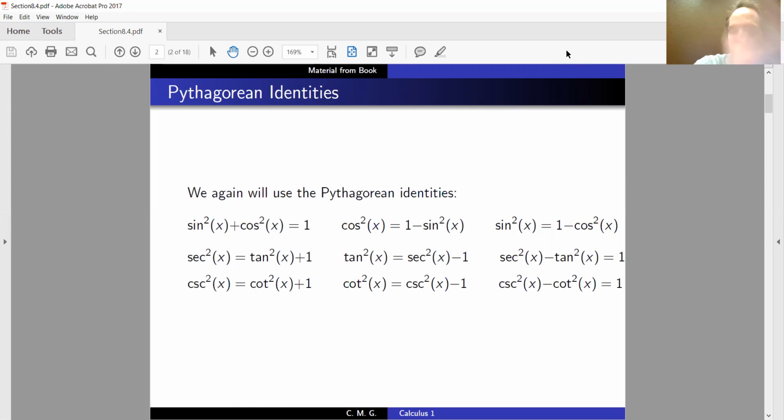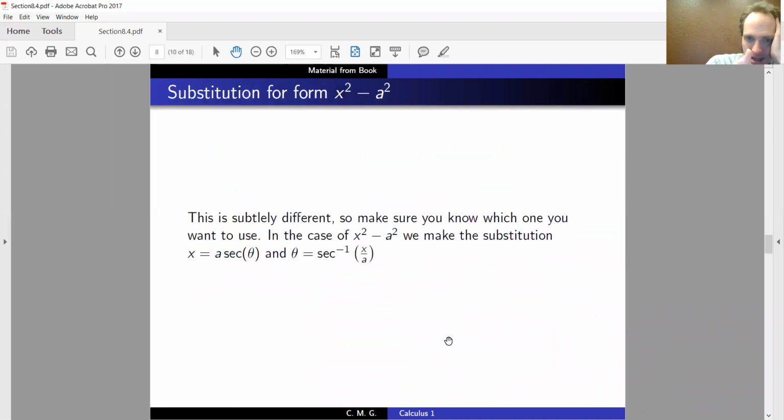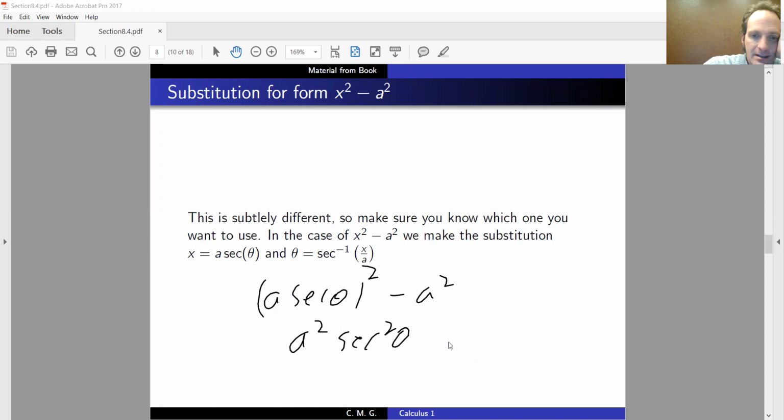So if it's a minus x squared, I'm going to do a sine to make it turn into cosine. If it's an x squared minus a, I need to do a secant. So I end up with a secant squared minus 1. So that's the big trick there. And so here I'm going to end up getting the same sort of substitution, and it never hurts to see it more than once. So I get a secant theta, and I'm squaring it, minus a squared. That's going to give me a squared secant squared theta minus a squared.